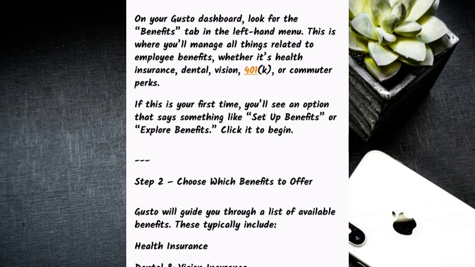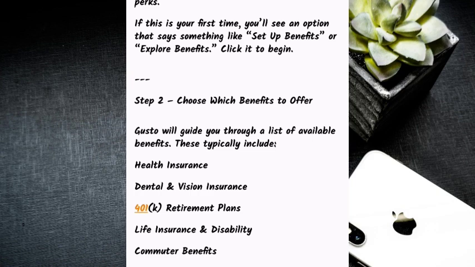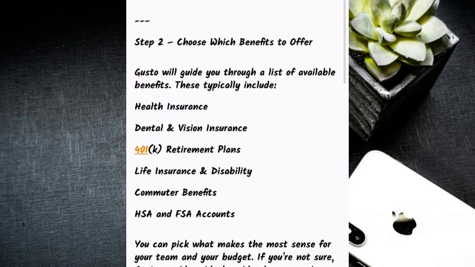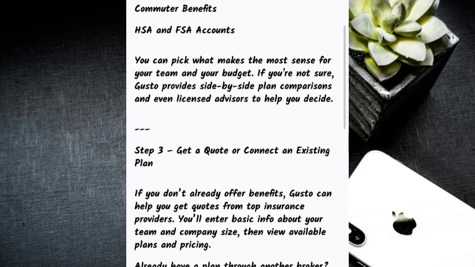Now, step two is to choose which benefits to offer. Gusto will guide you through a list of available benefits. These typically include benefits such as health insurance, dental and vision insurance, 401k retirement plans, life insurance and disabilities, commuter benefits, HSA and FSA accounts. Now, you can pick what makes the most sense for your team and your budget. And if you're not sure, Gusto provides side-by-side plan comparisons and even licensed advisors to help you make a decision.